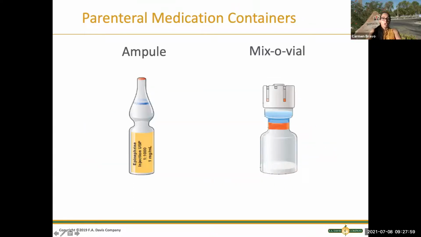Okay, so in parenteral medication containers, you're going to see that medications can come in ampoules, like this one. I know in Mexicali they still sell a lot of these ampoules, the vitamin B12, the Bellevectas, and they still come in a glass ampoule. We still use them too over in the United States.